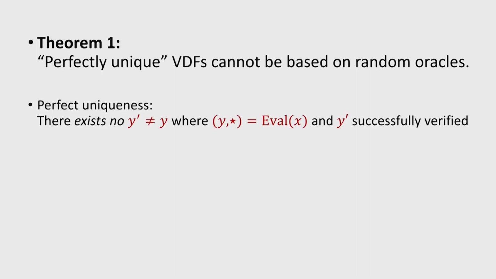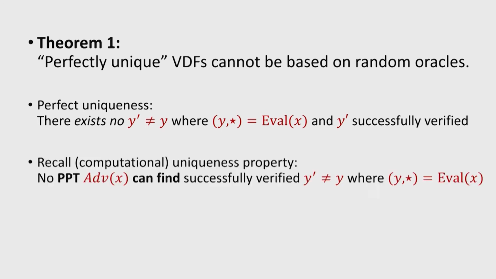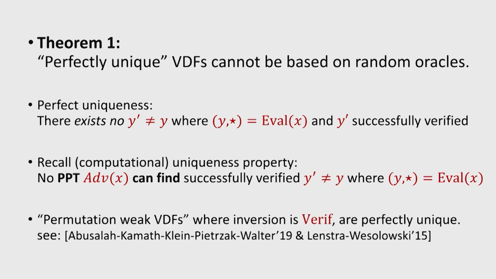And perfect uniqueness means that there is no other output other than the legitimate one that could be verified successfully with some proof. I put it in contrast with the actual definition of VDF, where we are okay with computational uniqueness, where it's just hard to find one. And there are some forms of weak VDFs that this result covers. If you have a permutation type VDF where the verification is just running the inversion, well, that is basically very close to something called a slot function, and you can show that that cannot be done in the random oracle model.